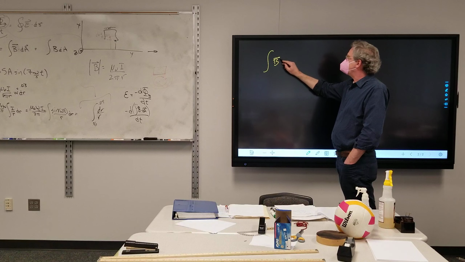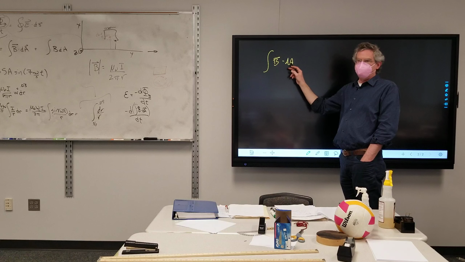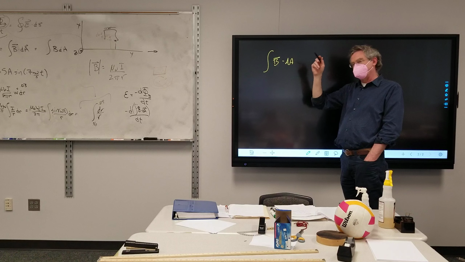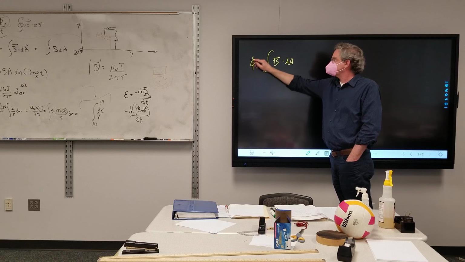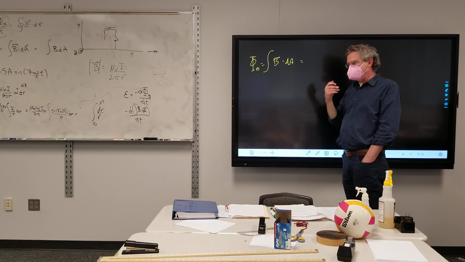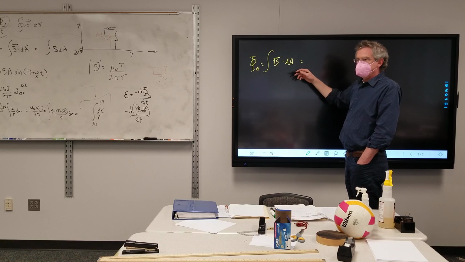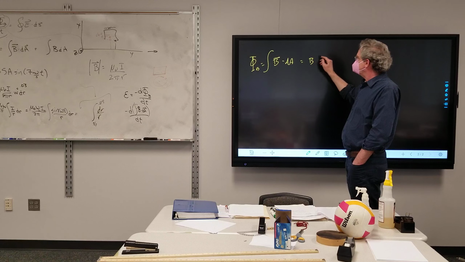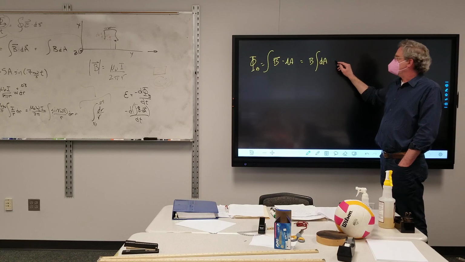So my flux, B dot dA. I know my B is not changing with respect to area. It's changing with respect to time, but not area, so this is a constant with respect to area. This is my magnetic flux. I will make my area vector the same direction as my magnetic field, so I'm not going to worry about the sign there. So this is just basically B times the integral of dA, which is just BA.